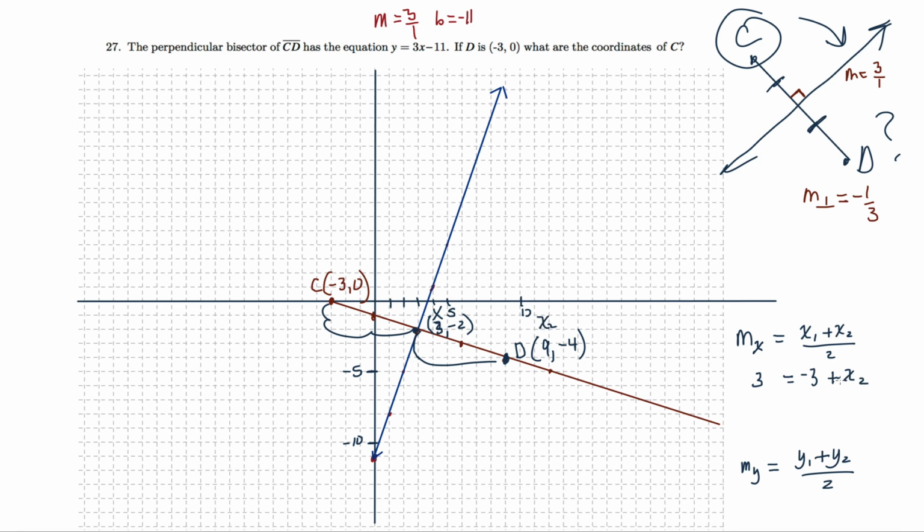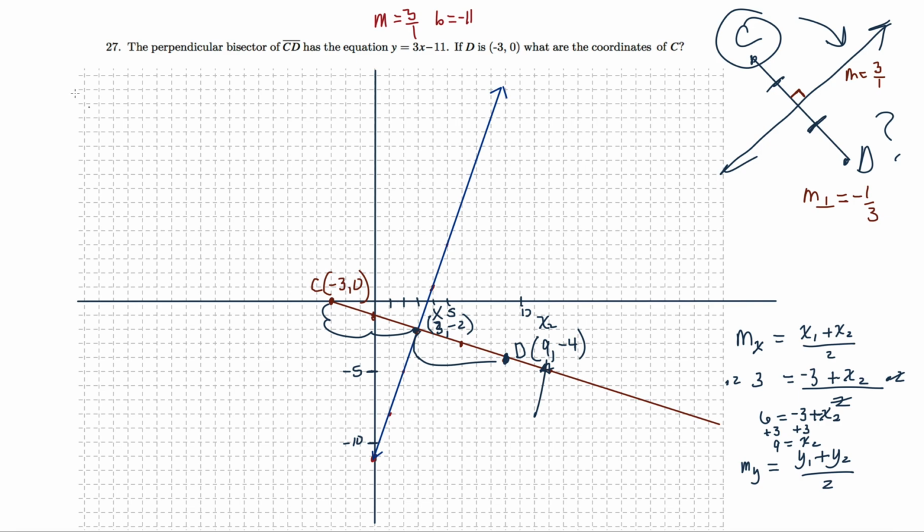Say we wanted to do the algebra method. So 3 equals (-3 plus x sub 2) over 2. And so I'm going to multiply 2 to both sides first to get rid of the divide by 2. That gives me 6 equals negative 3 plus x sub 2. Now I'm going to add 3, and then 6 plus 3 is 9. So 9 would be my x sub 2. And that's what we figured out here, 9.